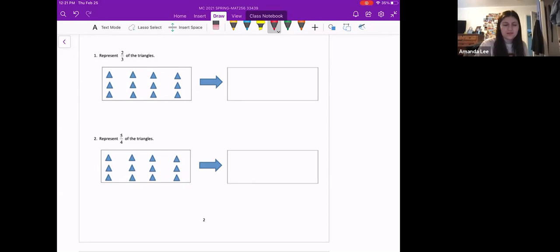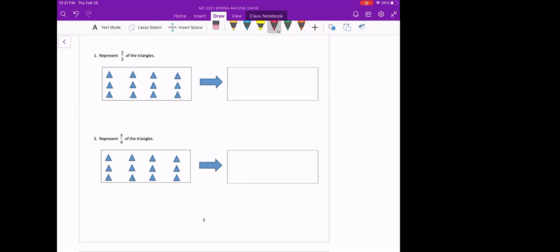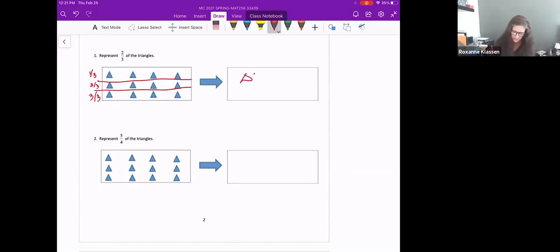Okay, so I did it horizontally and I circled 4 triangles in 3 different groups. And then I wrote 1/3 on the top one, 2/3 on the second, and then 3/3 on the last one. And then I just drew 8 triangles in this next box. Okay, so 8 triangles here. Those are really good triangles. Don't pretend they're not. It's okay.